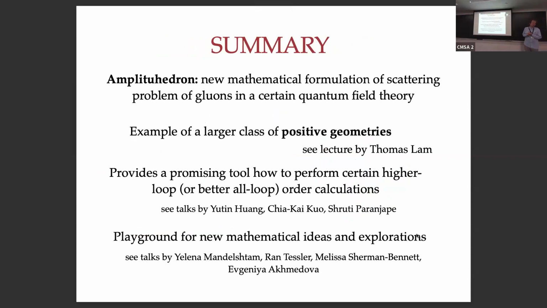So this is my one slide summary. The Amplituhedron is a new mathematical formulation of the scattering problem of gluons in a certain quantum field theory, planar N=4 super Yang-Mills, for the tree-level amplitudes and loop integrands. As I said in the beginning, there is a whole field of calculating the actual amplitudes, these complicated transcendental functions. We are not doing that here. The Amplituhedron is believed to be an example of a larger class of positive geometries, and Thomas will talk about positive geometries more generally. It provides a promising tool for higher order and maybe even all loop order calculations because it defines the problem. Then the question is just how we approach the problem.